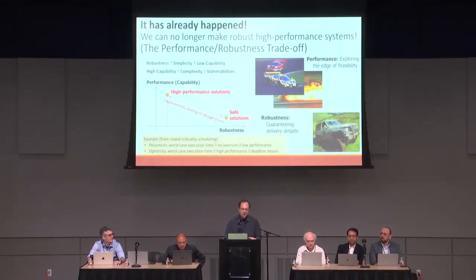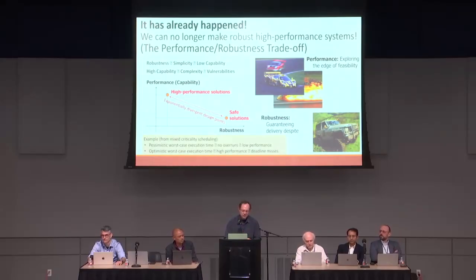Even today, one can argue that we're already seeing these patterns: you can't get high performance and robustness at the same time. To get robustness, you need simplicity, but that implies low capability. To get high capability, you need complexity, but that implies possible vulnerabilities. And the previous slide says the gap between these high performance solutions and the safe solutions is probably going to grow exponentially. So there are many examples of that.